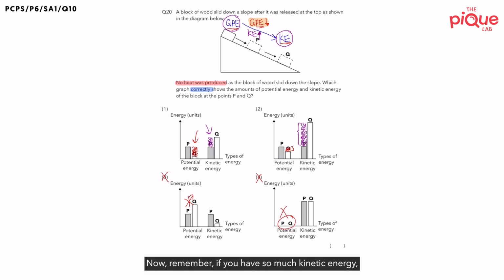Now, remember, if you have so much kinetic energy, that means kinetic energy was created. Now, think about this. Can energy be created? No, we learned this before. Energy cannot be created or destroyed. It can only be converted. So, it must have come from which form of energy? It must have come from the decrease in GPE.